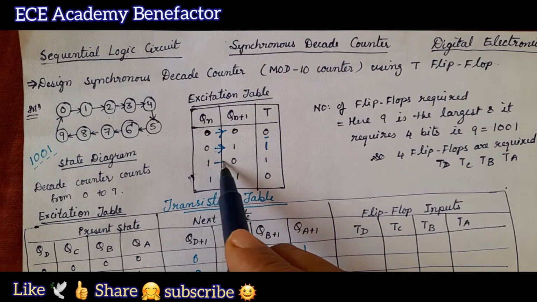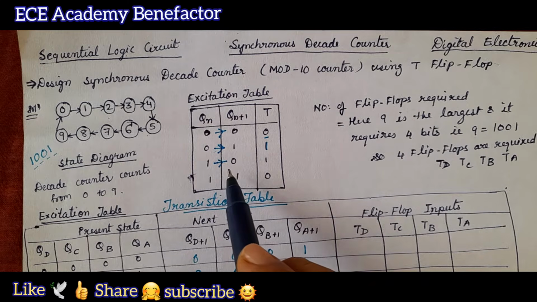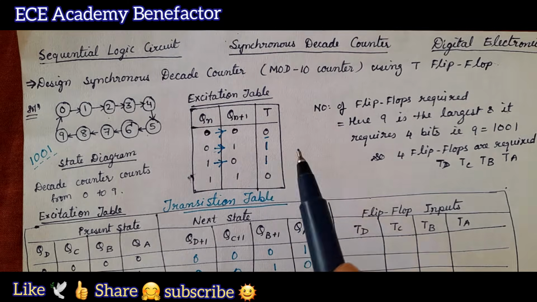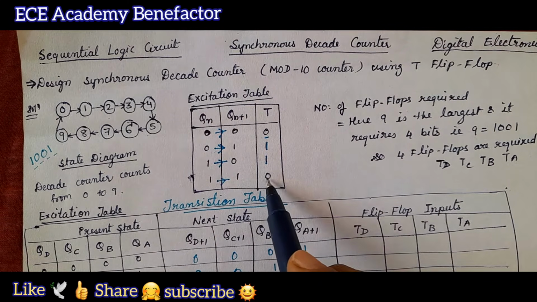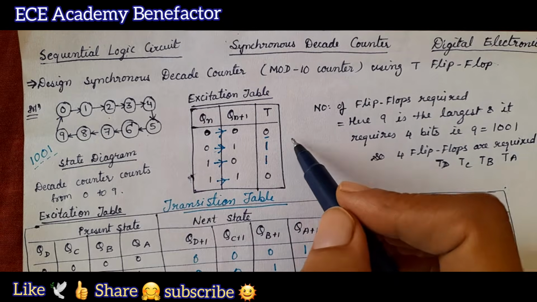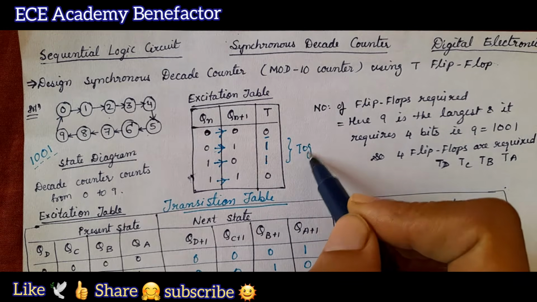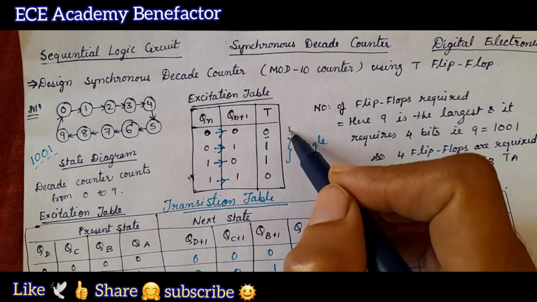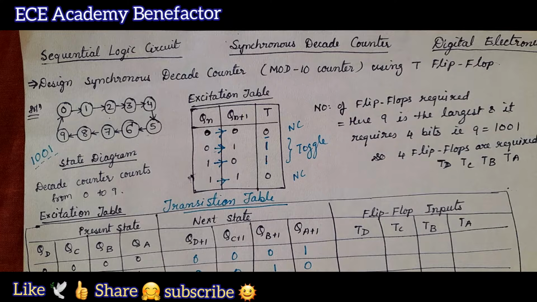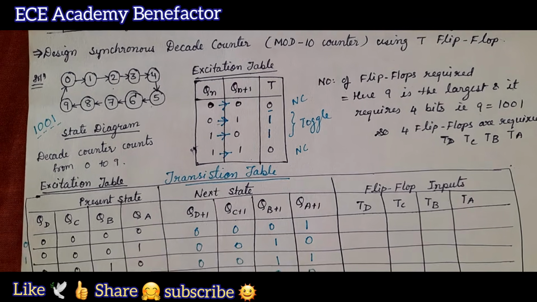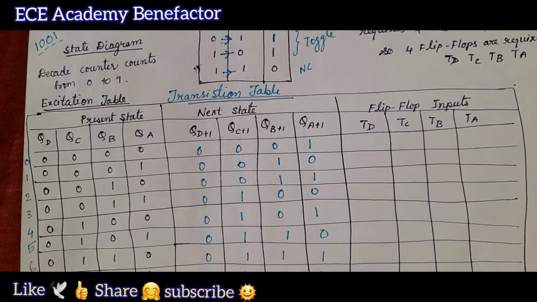From 1, it has changed the state to 0, there is a change. So, we will write the T as 1. From 1 to 1 there is no change. So, we take it as 0. So, these two are known as toggle states, and this is the no change state. So, it is easy to remember the T excitation table. Whenever there is a change from 0 to 1 or from 1 to 0, the T will become 1. So, let us now fill these flip flop inputs in the transition table.